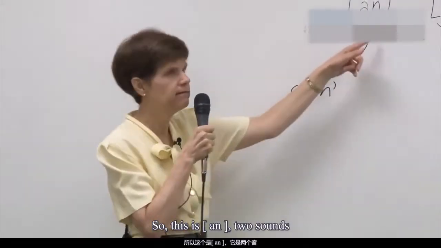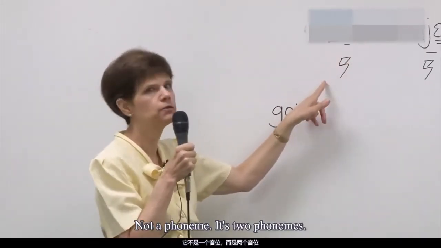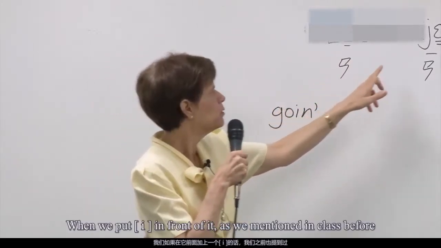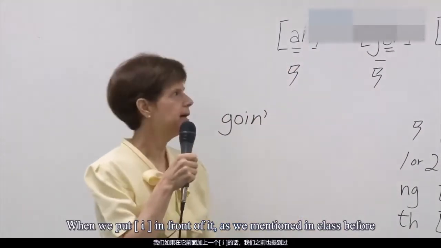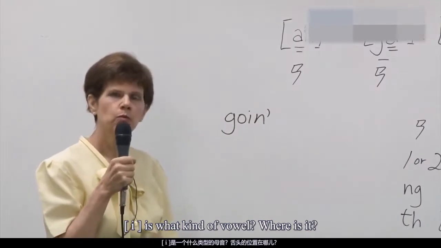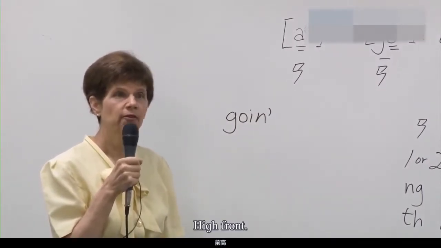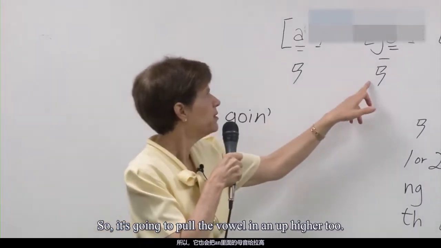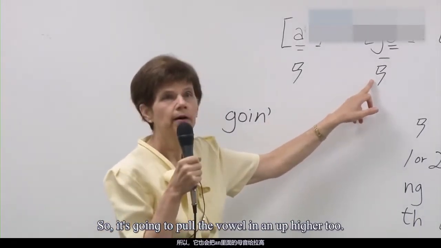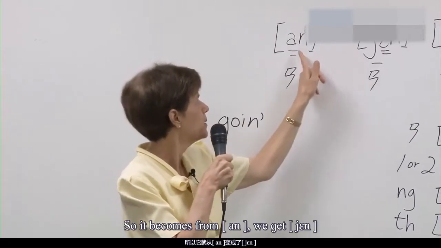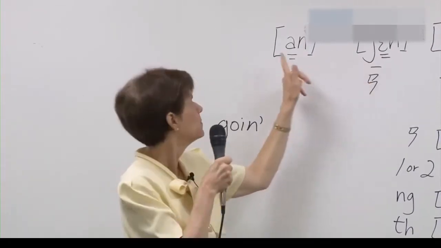So this is an, two sounds, not a phoneme. It's two phonemes. When we put E in front of it, as we mentioned in class before, E is what kind of vowel? Where is it? High front. So it's going to pull the vowel in an up higher too. So from an, we get yin, from a to e.